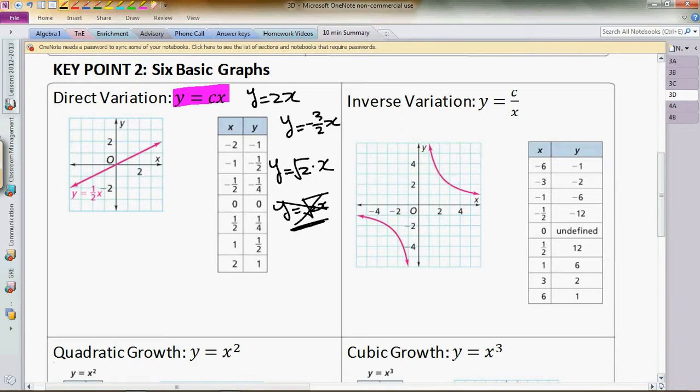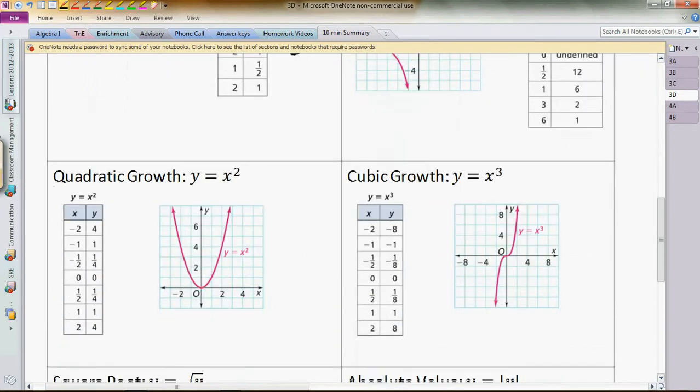Inverse variation is y equals c over x. So it can be y equals 2 over x, or y equals square root of 2 over x. As long as the number is a real number, you can put anything you want. Again, you can even do y equals negative 3 over 4 over x, things like that.